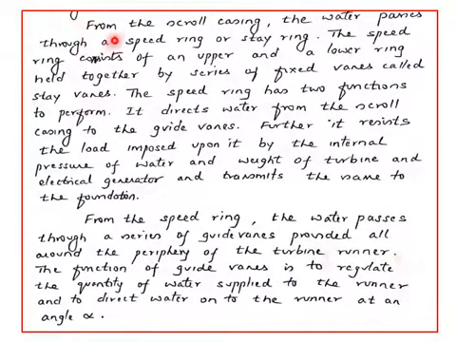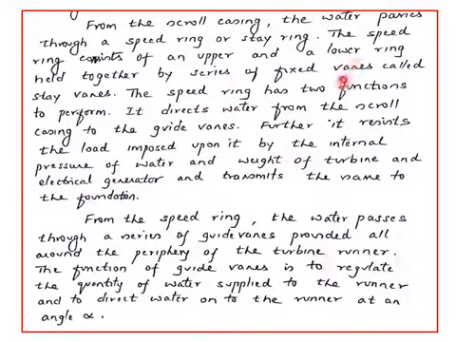Now, from the scroll casing or spiral casing, the water passes through the speed ring or steering. The speed ring consists of an upper ring as well as a lower ring, which are held together by a series of fixed vanes, also called the stay vanes. The speed ring has two functions. It directs water from the scroll casing to the guide vanes, and it resists the load imposed upon it by the internal pressure of water. Also, it takes up the weight of the turbine and electrical generator, and transmits the same to the foundations.